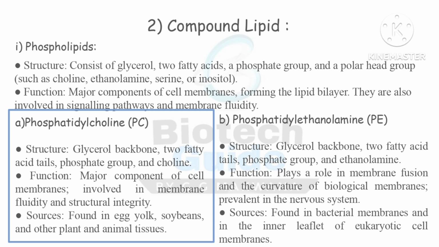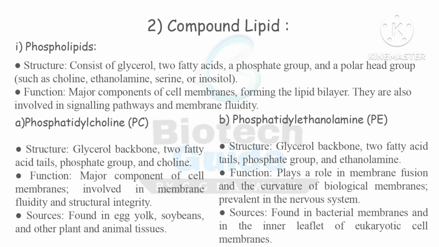Phosphatidylcholine. Structure is a glycerol backbone, two fatty acid tails, a phosphate group, and the choline is there. That's why the name suggests phosphatidylcholine. Function is a major component of the cell membrane, involved in membrane fluidity and structural integrity. Sources are found in egg yolk, soybean, and other plant and animal tissues.